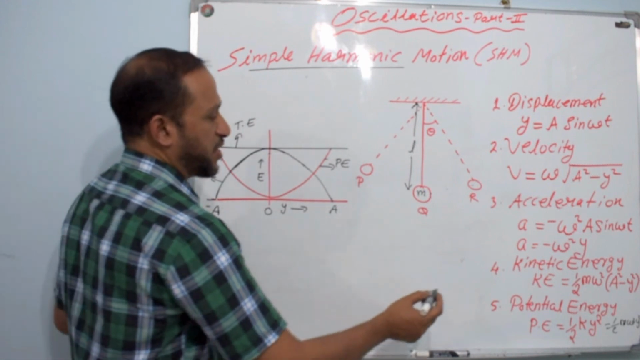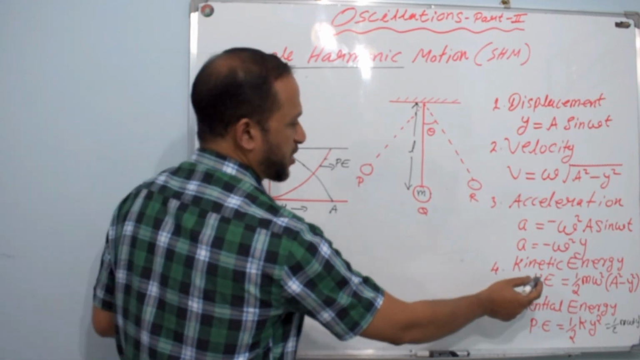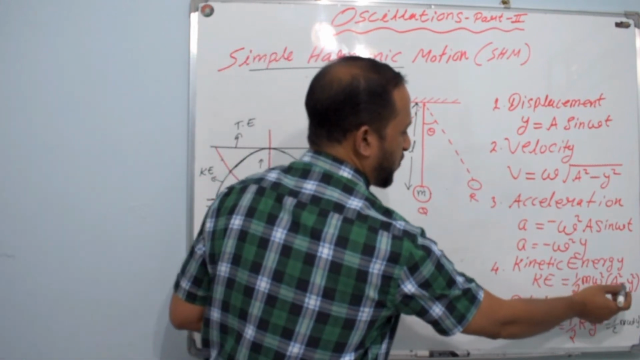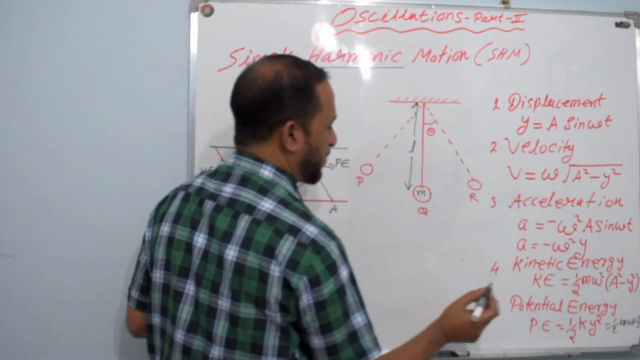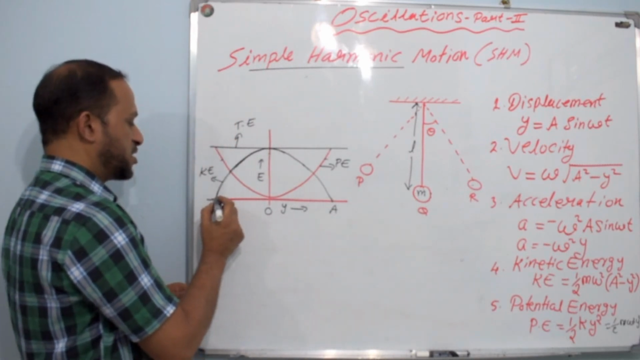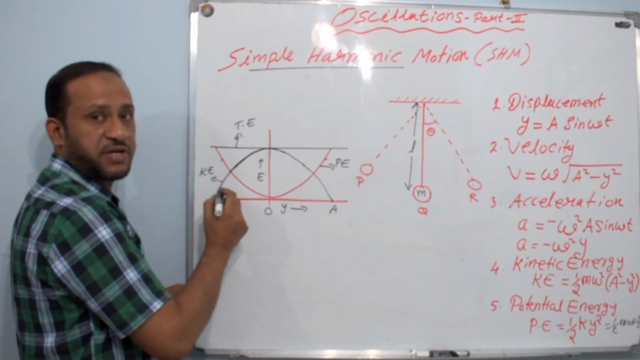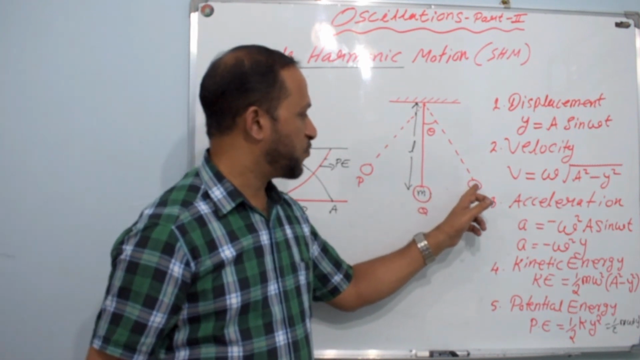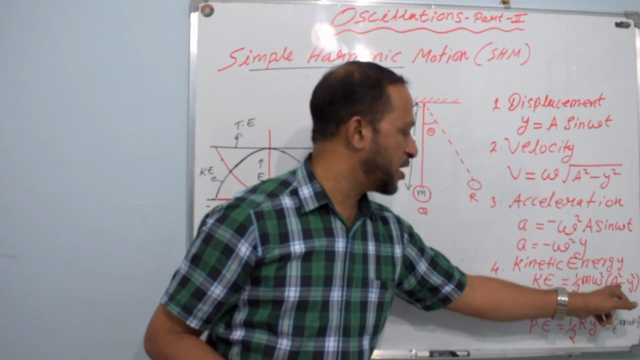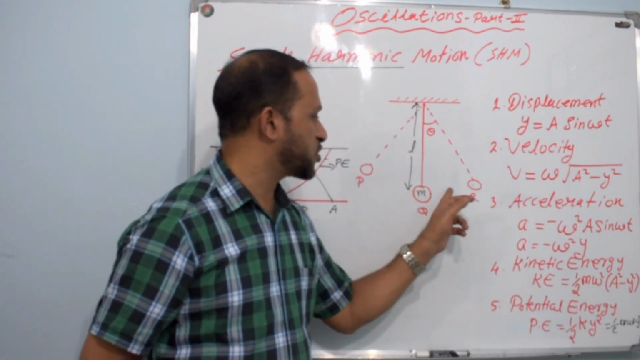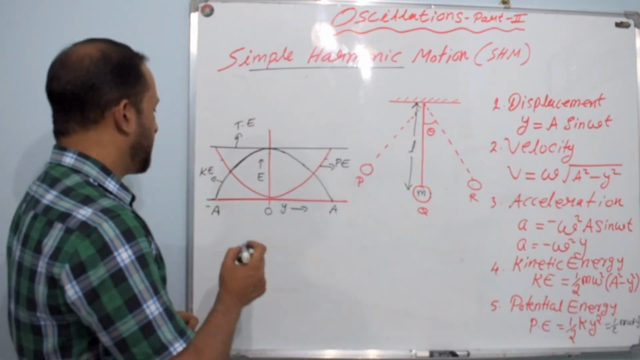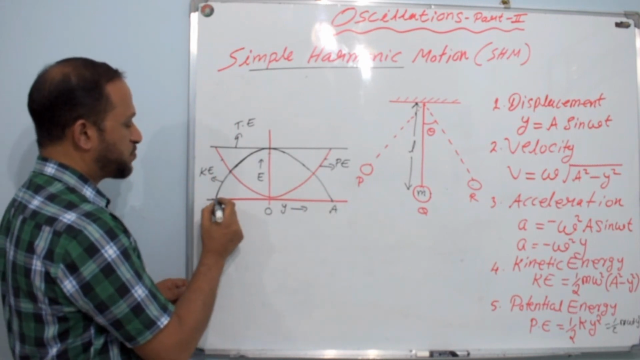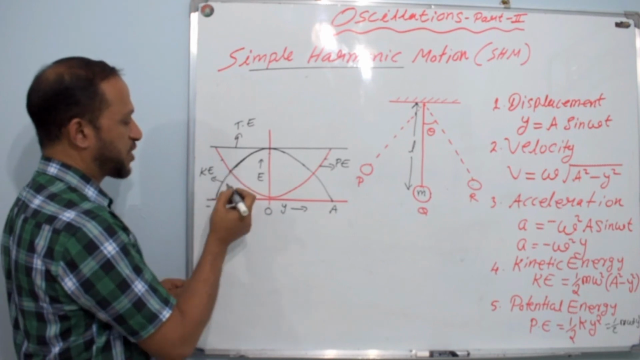Now when we consider the kinetic energy, at the mean position y equal to 0, the kinetic energy becomes maximum. This black curve represents the variation of kinetic energy. At the extreme position, y equal to a, so a square minus a square is 0, which means at the extreme position kinetic energy is 0. So at these two extreme points, kinetic energy is 0.